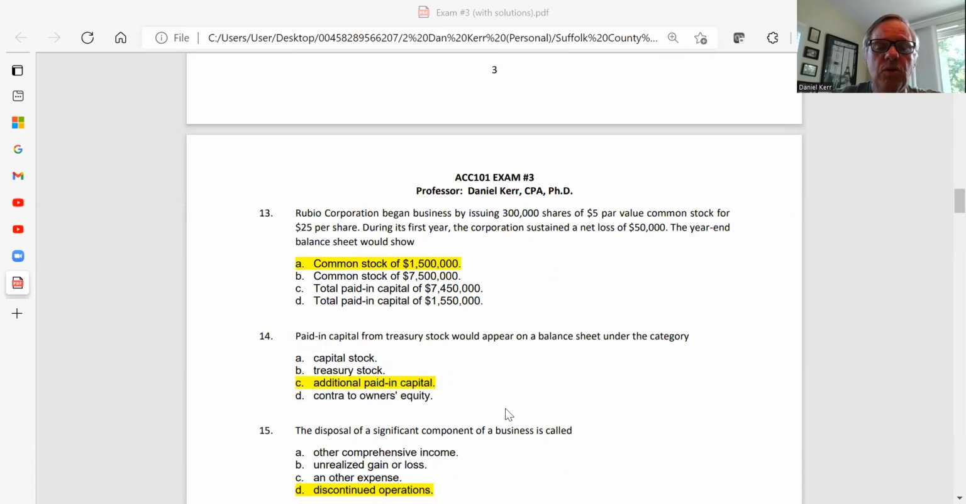14, paid-in capital from treasury stock would appear on the balance sheet as additional paid-in capital. So you remember, a company can't recognize gain or loss on the purchase or sale of its own securities. So if they have treasury stock and they bought it at 100 and they resold it at 125, that $25 is not a gain. It becomes additional paid-in capital from sale of treasury stock.